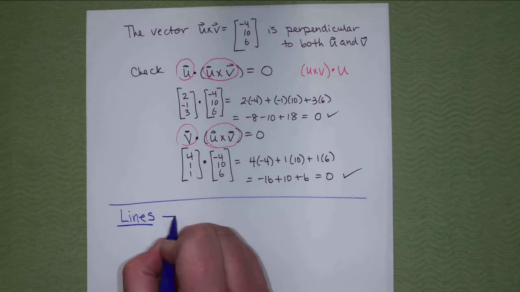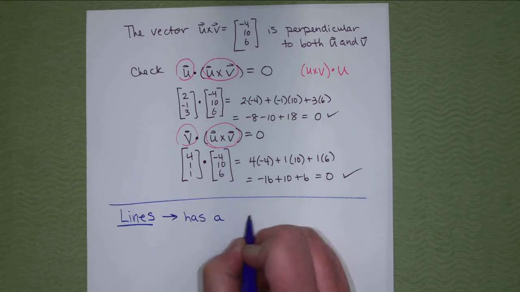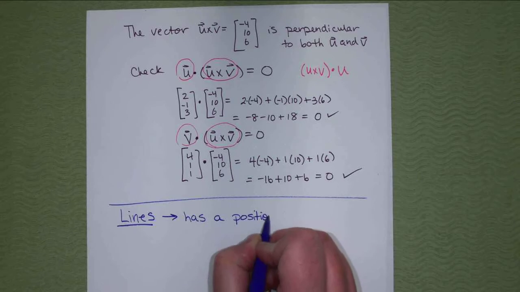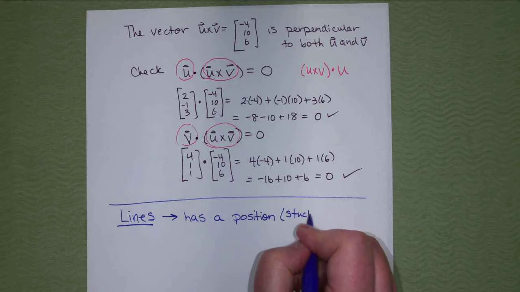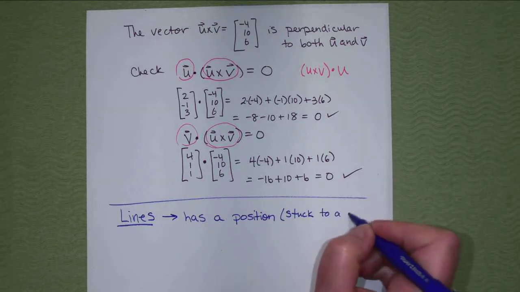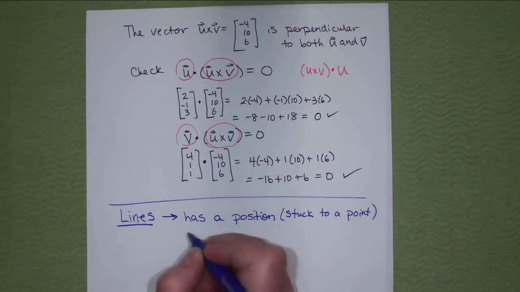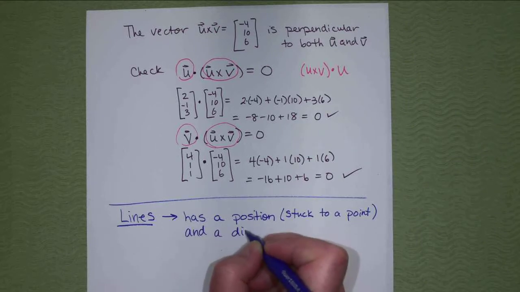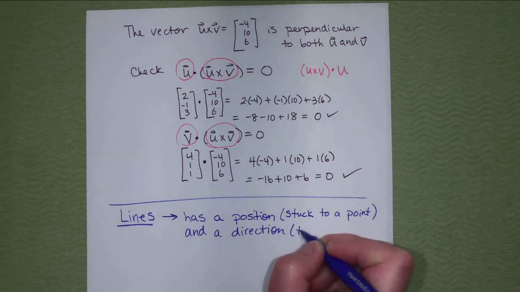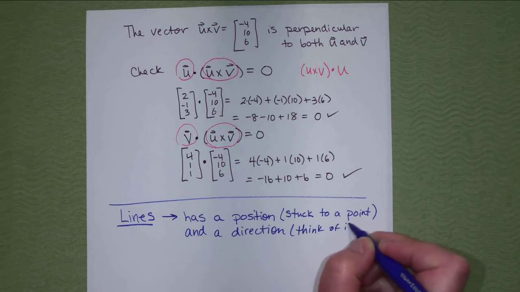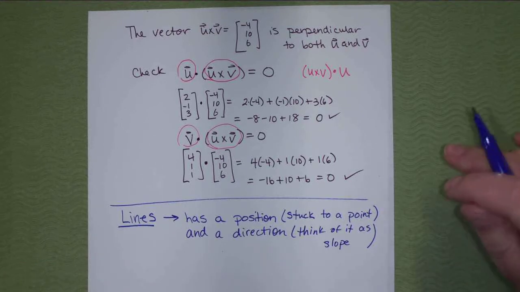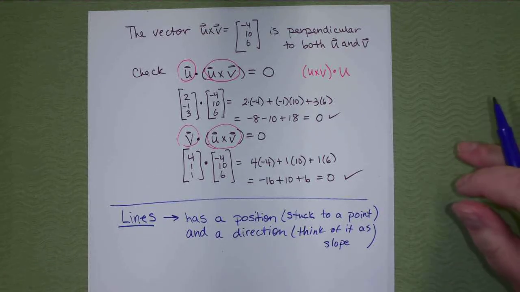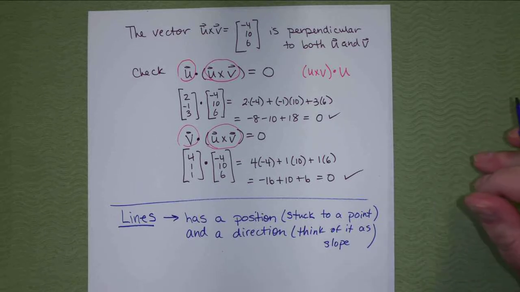So a line has a position, like it's stuck to a point. Let's write that down. Really mathematical sounding. Stuck to a point. And a direction. Think of it as the slope. When you did linear equations, y equals mx plus b, you need a point that it's stuck to and a slope, how steep the line is. So it's no different here, except we're going to write them a different way.